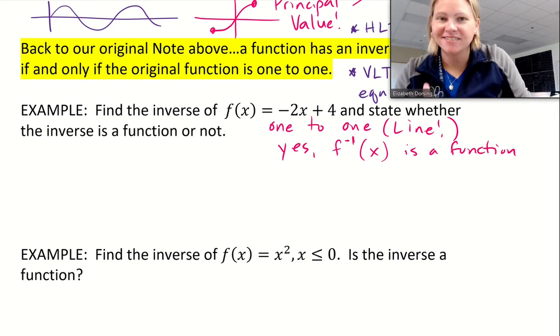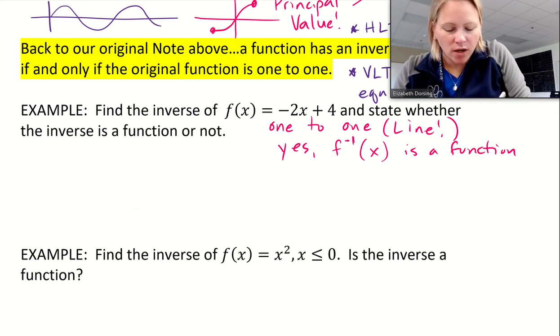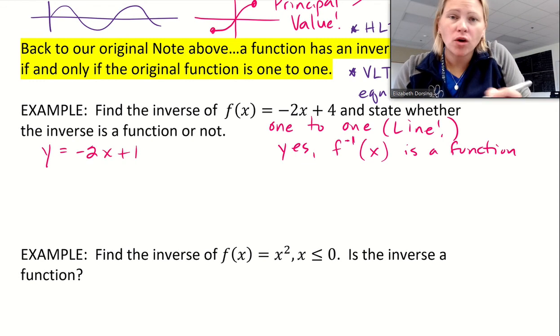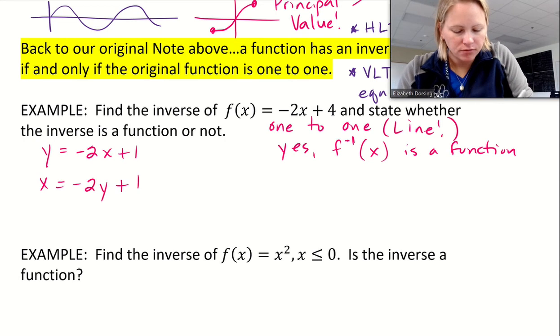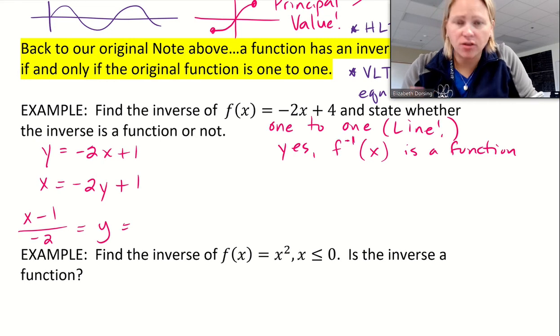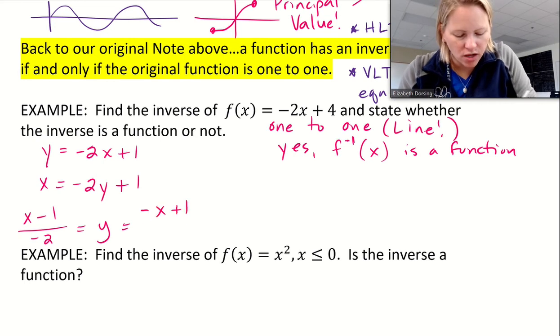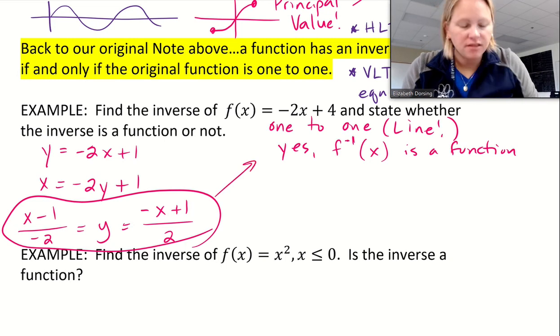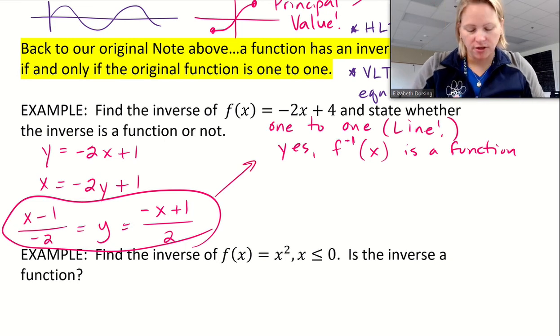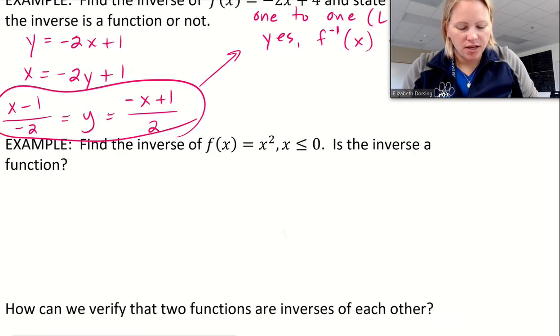Now, let's find the inverse function. Step 1, I'm going to write it with a y. Step 1 is to exchange the domain and the range. So we flip the x and the y, and then we just need to solve for y. So we're going to subtract 1 and divide by that negative 2. You can also write it by dividing through on the negative. Negative x plus 1 over 2 would be an equivalent form. And yes, this equation is a function. So now let's do example 2.